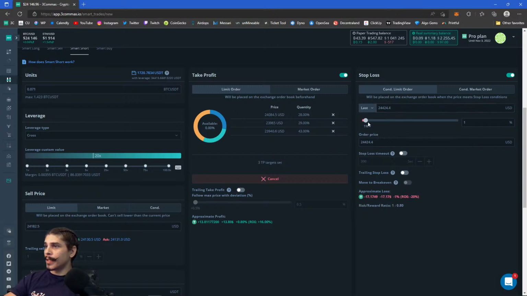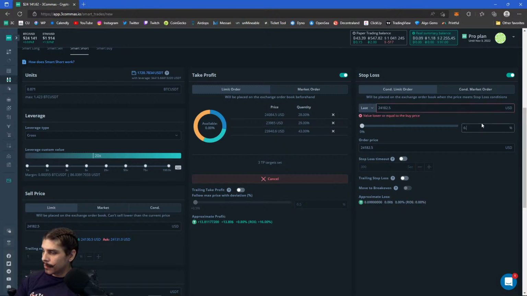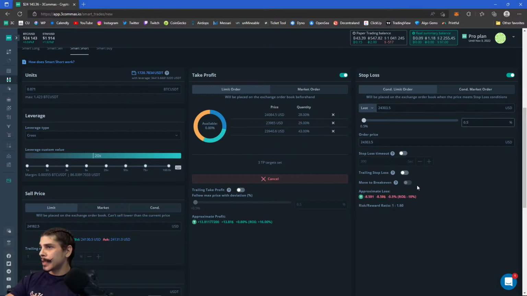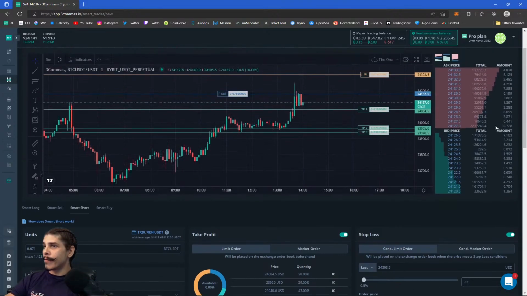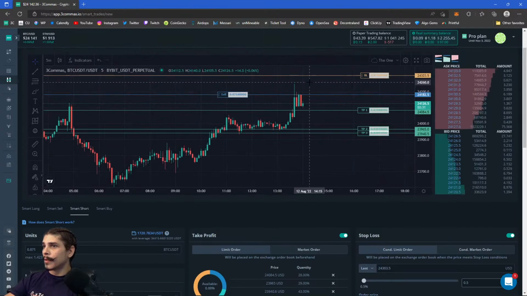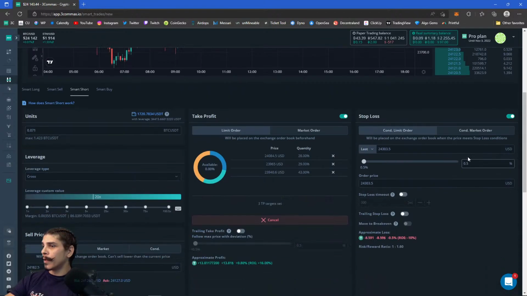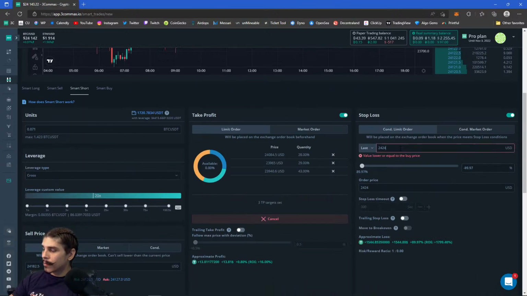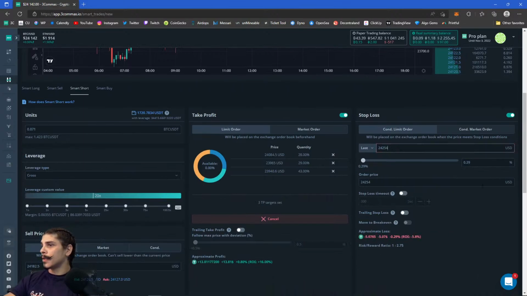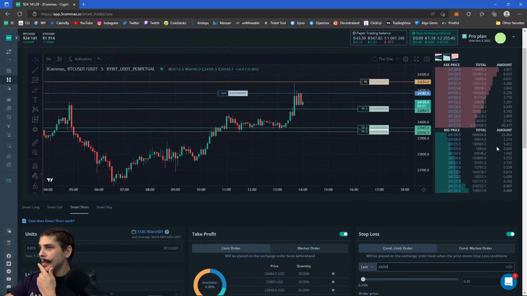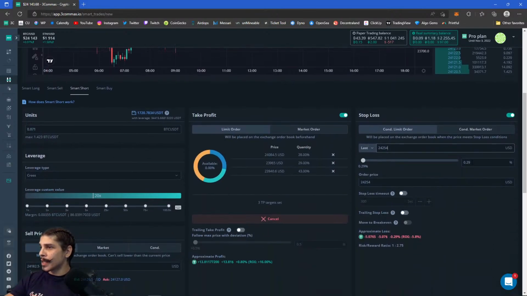If we wanted to go to 0.5% stop loss, we can see right there what it would be. I already forgot what we said it was going to be. Put it 24254. All right, so it's 0.29%. Pretty damn close. That's pretty damn close there.